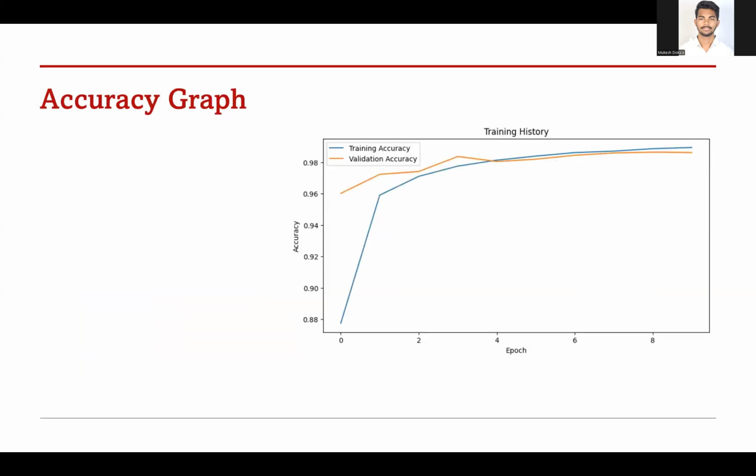The first thing is the accuracy graph. This is the training accuracy, which we can see steadily increased, reaching 99% at epoch 10. And the next one is the validation accuracy. It has achieved 98.62%, demonstrating robust generalization with minimal overfitting. The convergence was rapid within the first 5 epochs, and the validation accuracy stabilized thereafter.